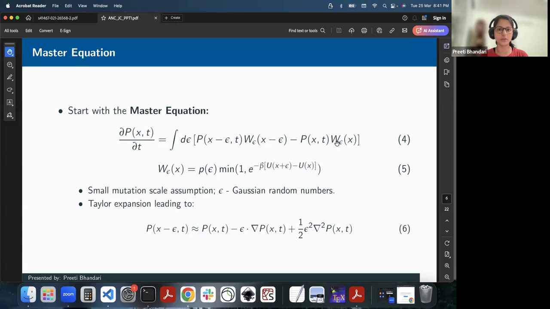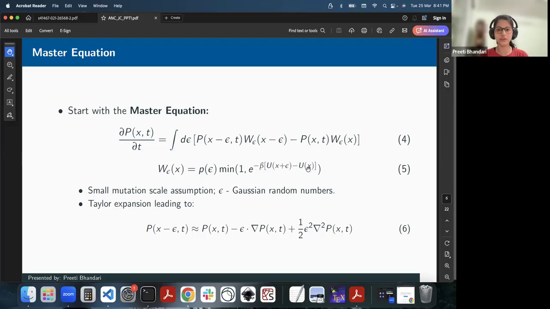When I talk about Monte Carlo, as I said, it is a two-step process. First, you propose a step that is given by P of epsilon. You're moving from state x to some new state x prime, let's say. That is a proposal, which here is given by this P of epsilon, again a Gaussian random number distribution. Now that move will be accepted with a certain probability, given by this function.